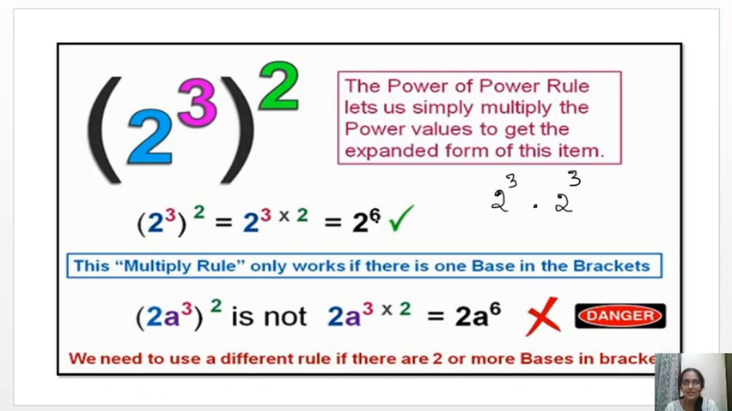But this rule applies for a single base, or only one base inside the bracket. When there are two bases, observe this question, 2a power 3 whole power 2. There are two bases here inside the bracket, 2 into a power 3. It is not a single base like the previous question 2 power 3. In such cases, we cannot apply this rule. We have to use a different rule for such sums.